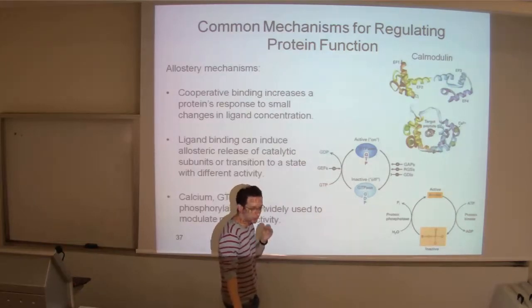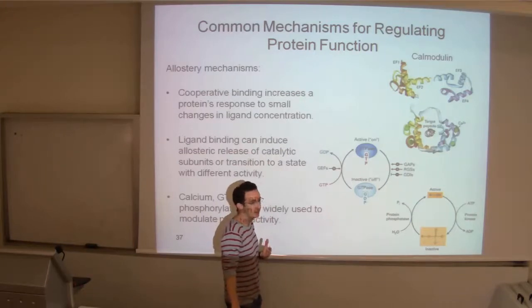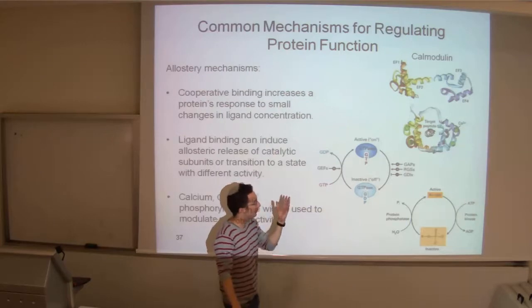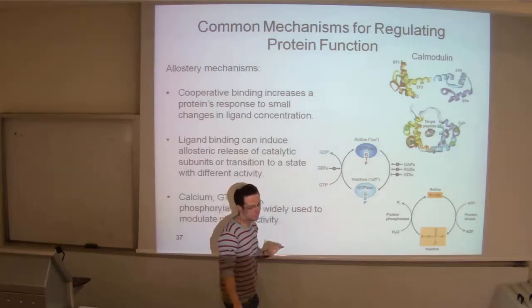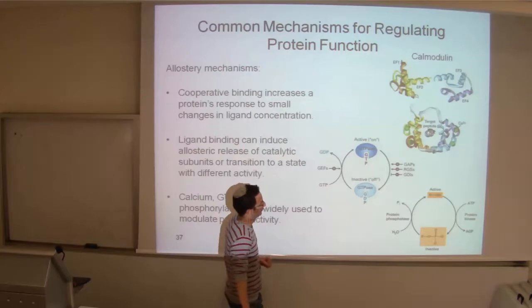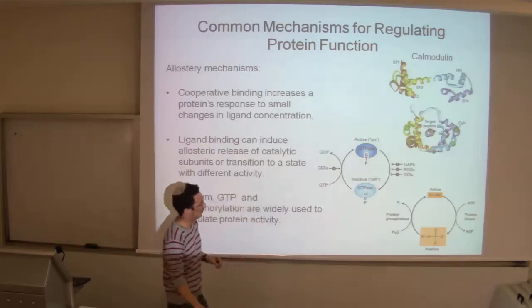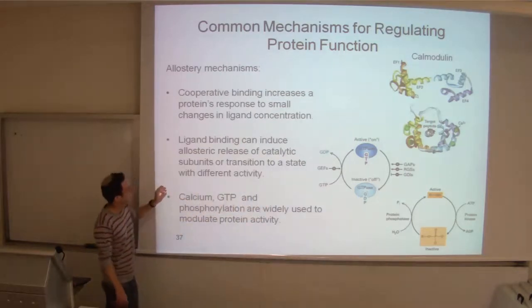Subtle changes in the concentration of the ligand, in this case of the calcium, would have a robust enough effect on the activity of the protein, in this case of the calmodulin. It's like increasing the gain button in an amplifier. Okay, so this was cooperative binding.